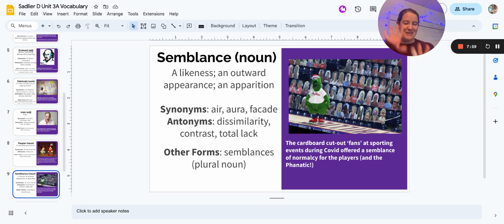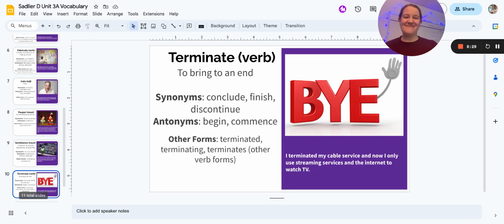And then my picture and my sentence go together. Think it back to COVID a couple years ago. The cardboard cutout fans at sporting events during COVID offered a semblance of normalcy for the players and the Philly Fanatic. So it offered the outward appearance of a normal game, even though those are not real people sitting in the seats. Maybe you're really good at giving a semblance of a dedicated student who's paying attention when really you're not paying attention to anything that's going on. Pay attention to what's going on.